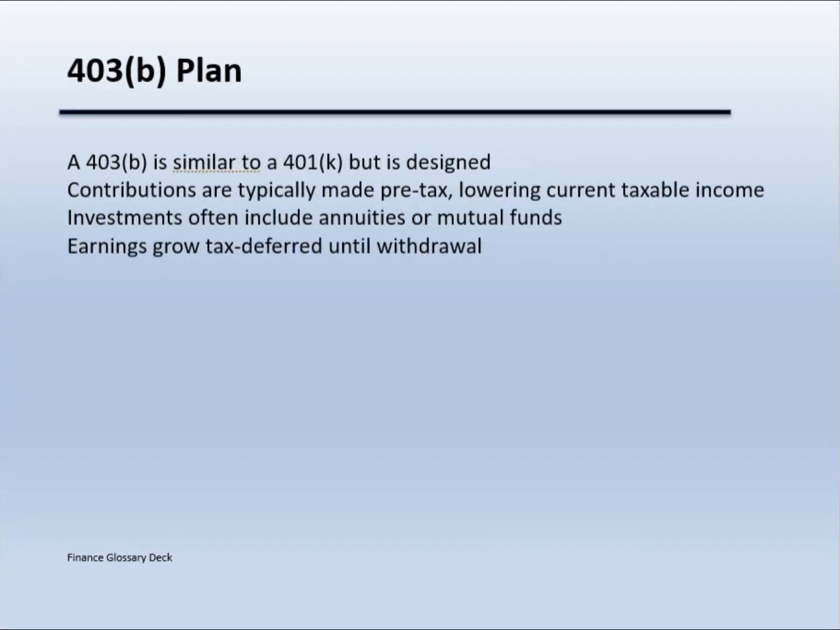A 403b is similar to a 401k but is designed for employees of public schools, nonprofits, and religious organizations. Contributions are typically made pre-tax, lowering current taxable income. Investments often include annuities or mutual funds. Earnings grow tax-deferred until withdrawal.